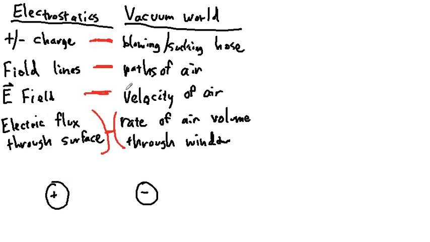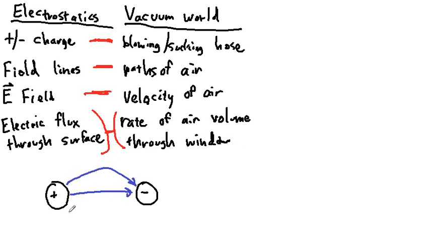Obviously, at any point in an air molecule's travel, the path it takes is going to be parallel to the velocity of air at that point, right? And so similarly, the field lines always run parallel to the electric field at some point. And then finally, we have the electric flux through a surface. This is the idea we're going to explore here. What I want to start with is telling you that it's analogous to the rate at which a volume of air flows through a window.